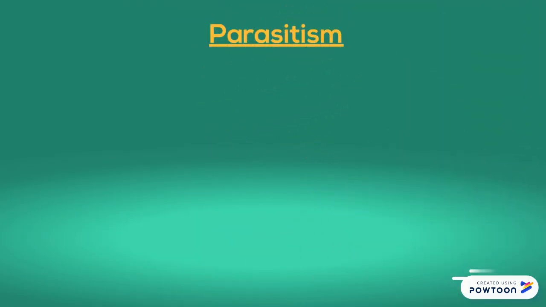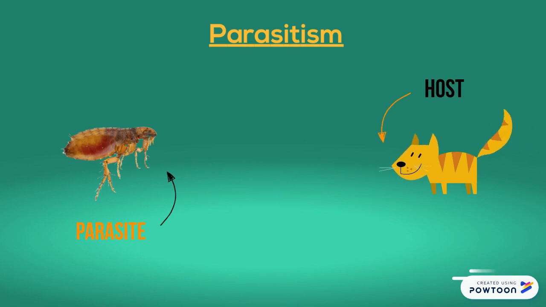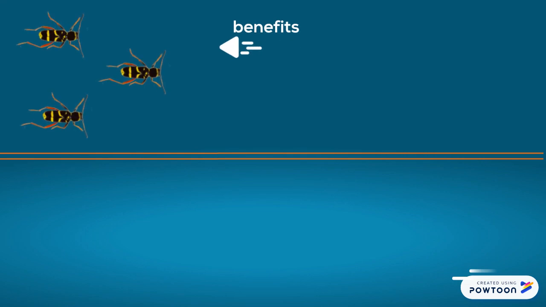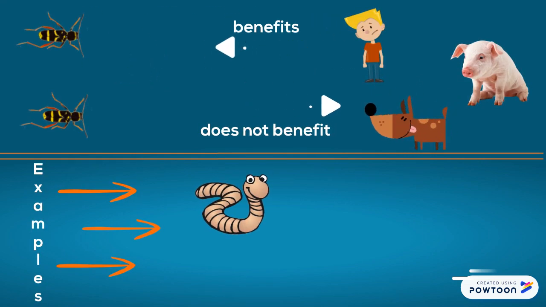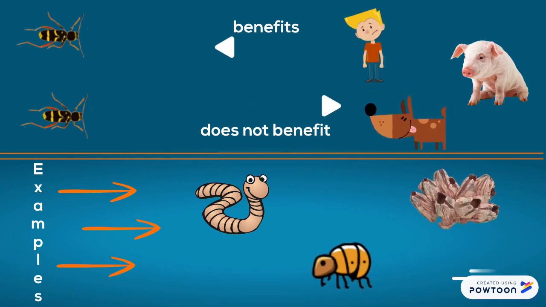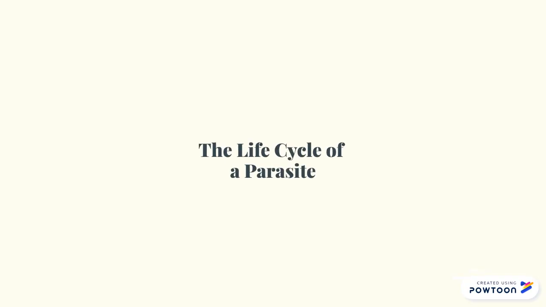Parasitism is defined as a relationship in which an organism, the parasite, benefits from another organism, also known as a host. In other words, only one organism benefits as the other one does not and suffers. Some examples of parasites are tapeworms, fleas, and barnacles. They can all be found living off another organism.